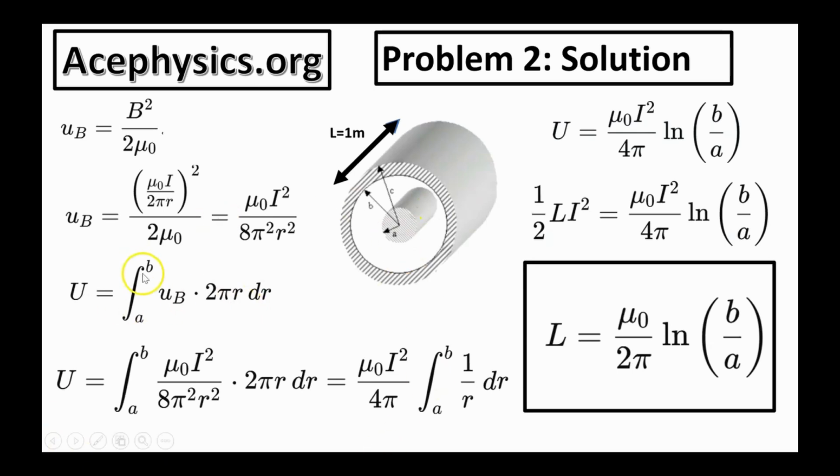This is the formula for the energy stored in the magnetic field in 1 meter of this coaxial cable.